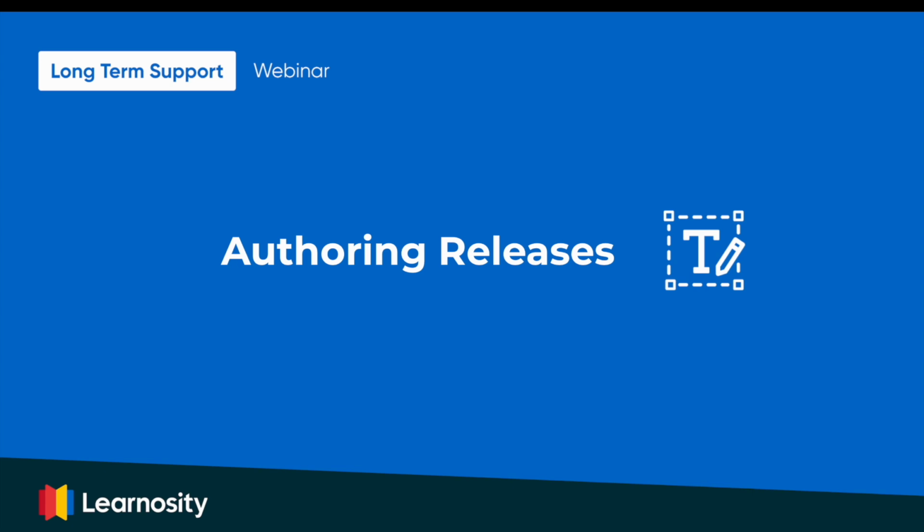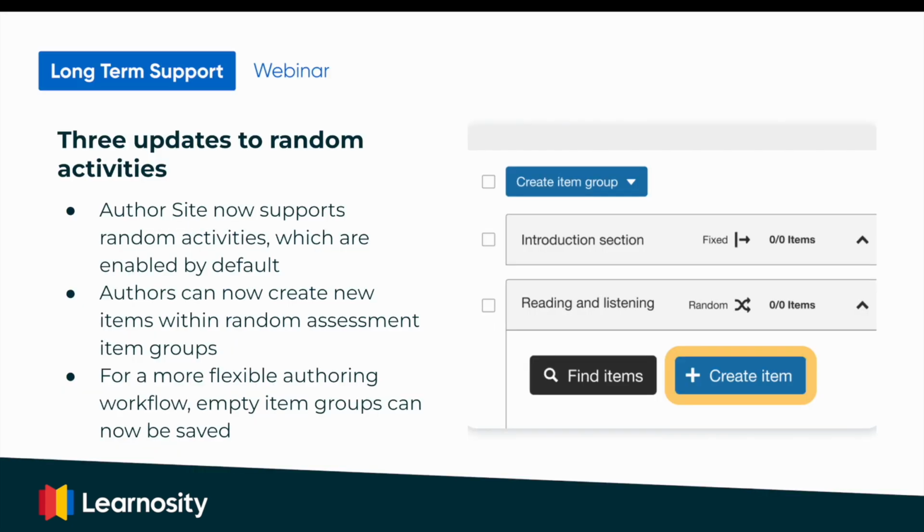Next up, let's take a look at our new updates in authoring. We have a trio of updates to random activities which was released in the previous LTS. Author site now supports random activities which are enabled by default. Authors can now create new items within random assessment item groups, and for a more flexible authoring workflow, empty item groups can now be saved.